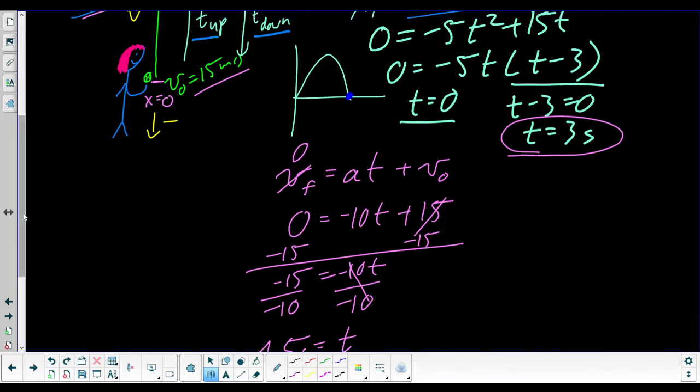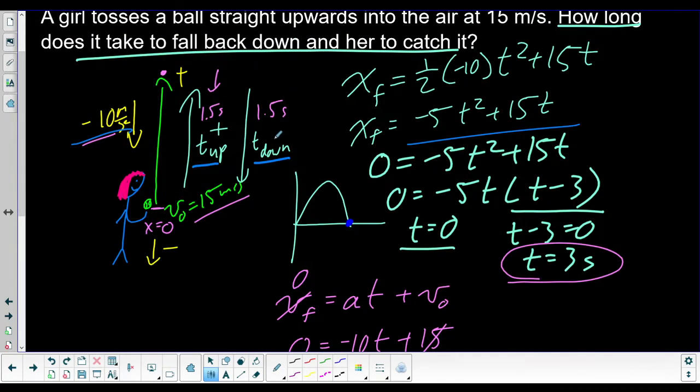So now we're going to look at the time down. We're going to say we start at the top. So V initial for this half of the problem is 0 because we're going 0 meters per second at the beginning. Oh no, this actually isn't. We're going to learn something in a second here. It's on the next slide.